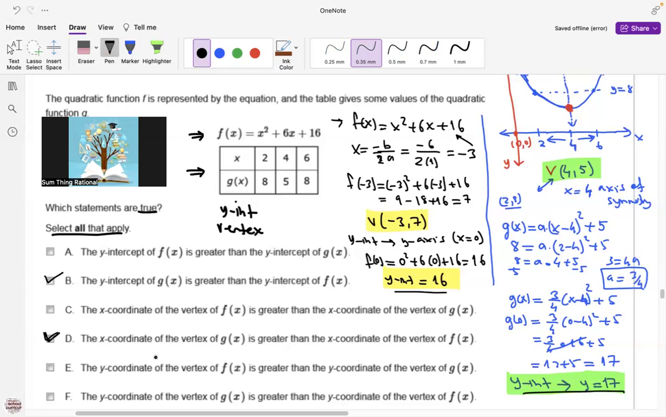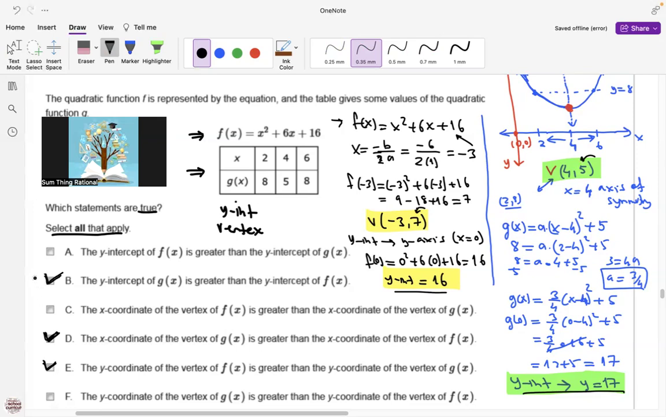When you come to the last two options, the y-coordinate of the vertex. When I see the y-coordinate of the vertex, one of them is 7, the other is 5. In this case, 7 is greater than 5. So the y-coordinate of the vertex of f of x is greater, which is E.